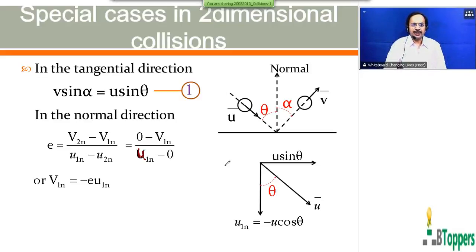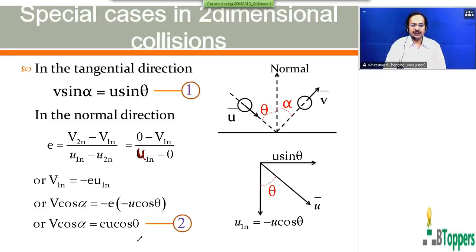Here U1n is the component of initial velocity of the ball before collision with the smooth plane in the normal direction, which is minus u cos theta, because it is directed opposite to the component V sin alpha. V1n is the component of final velocity of the ball in the normal direction after collision. That can be written as V cos alpha. So you can substitute V1n equal to V cos alpha and U1n equal to minus u cos theta. So you get V cos alpha equal to E u cos theta.